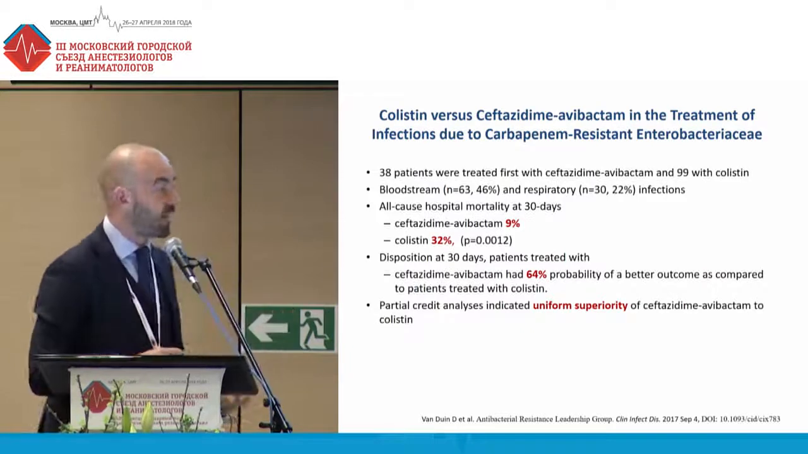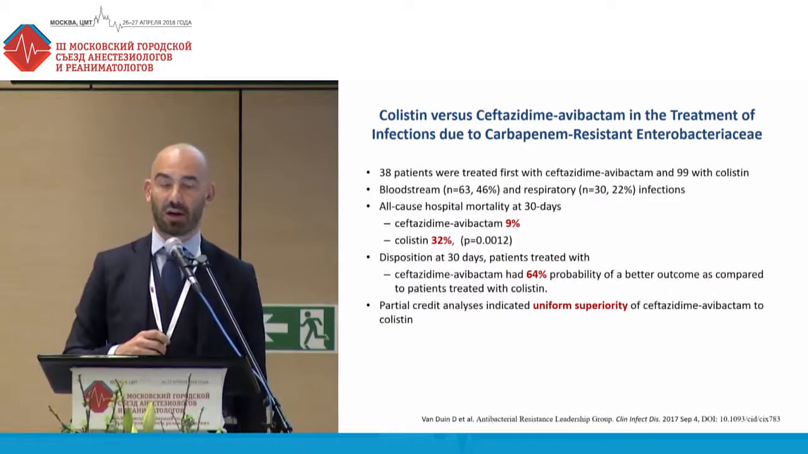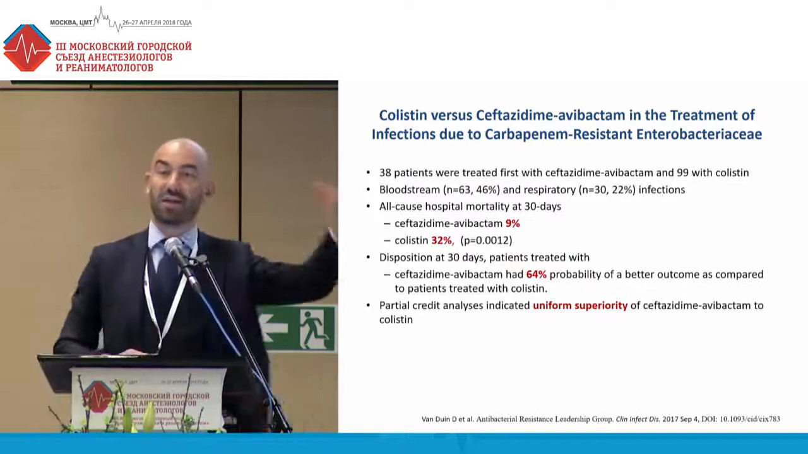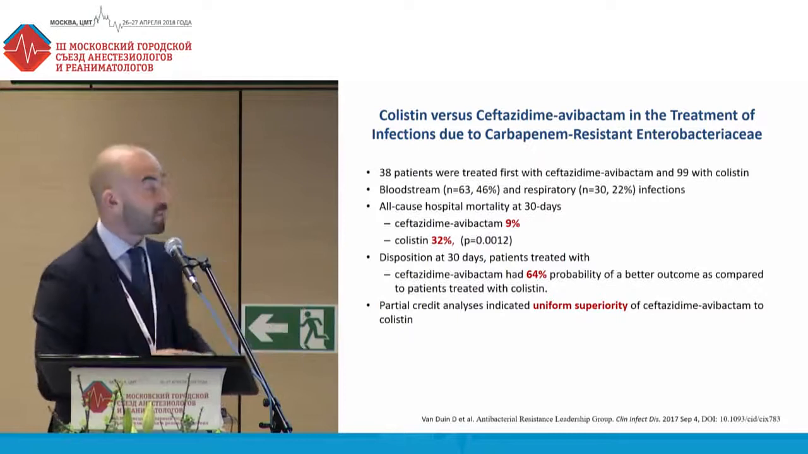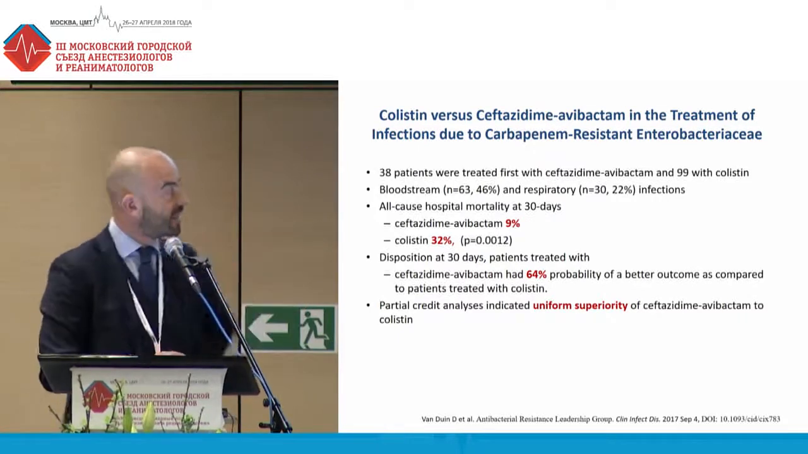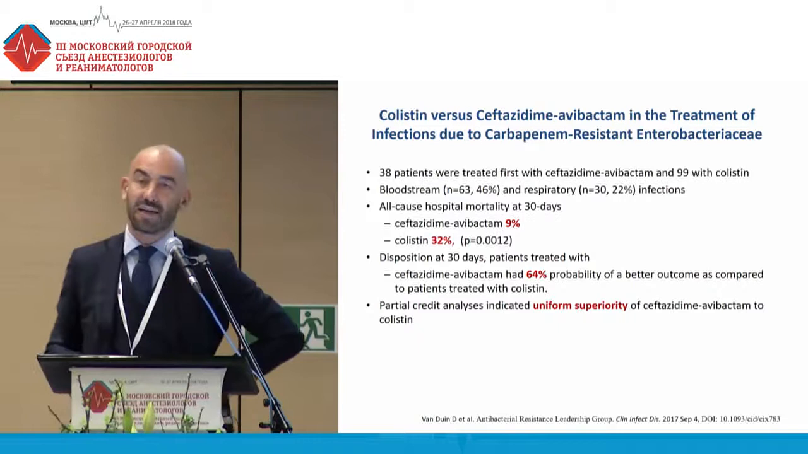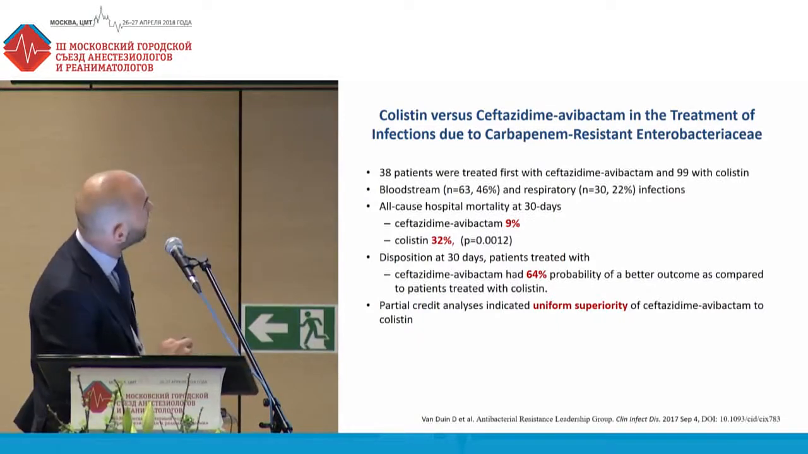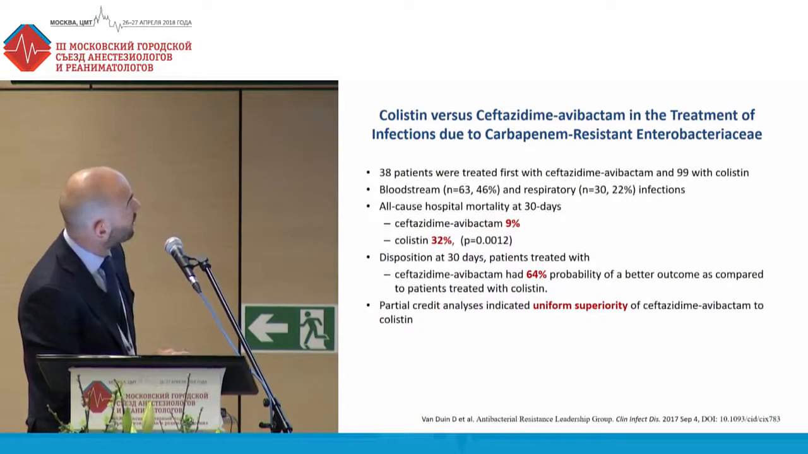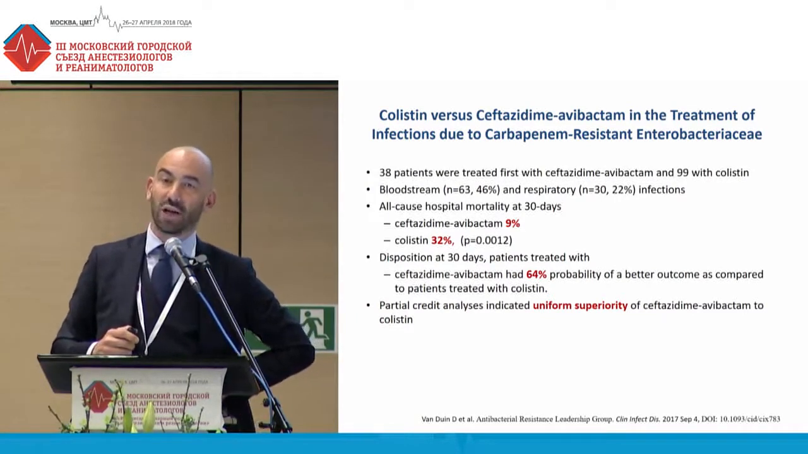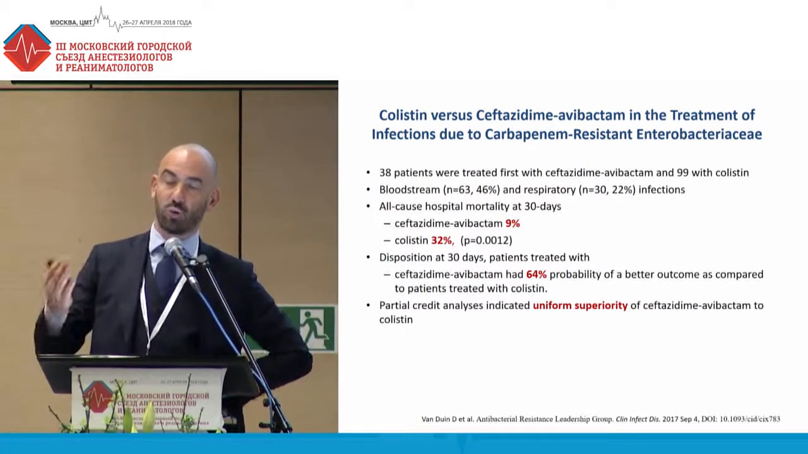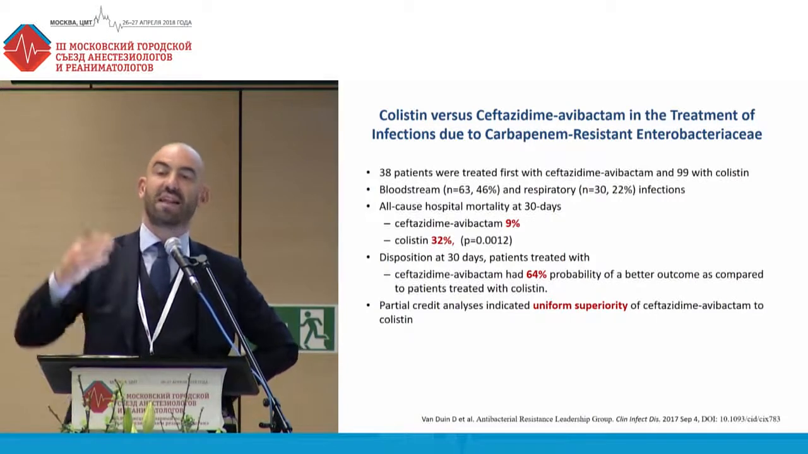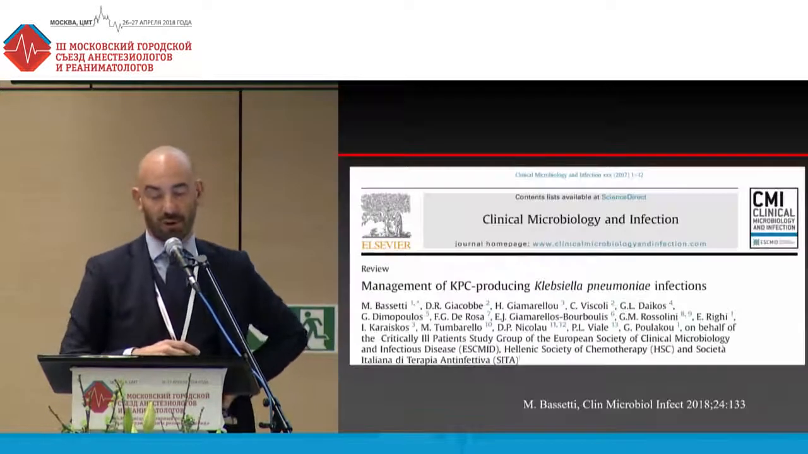And then the third message, which was cited this morning by another colleague, was the one against colistin. We know that colistin actually represents the backbone for the treatment of carbapenem-resistant Enterobacteriaceae. In this experience, published last year in Clinical Infectious Diseases, they analyzed the all-cause mortality at 30 days for patients treated with ceftazidime-avibactam and those treated with colistin, and you can see very well a big difference in terms of mortality. So using ceftazidime-avibactam, there was an advantage even in terms of mortality.